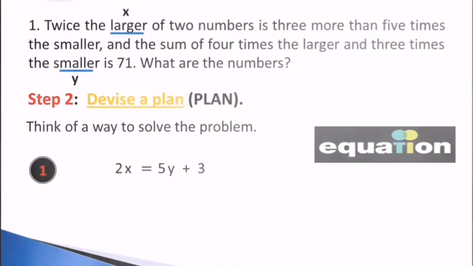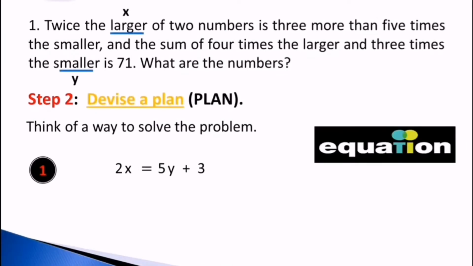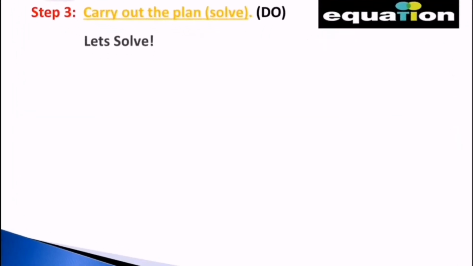So let us move to the second equation. The sum means plus: 4 times, multiplied by 4, the larger, which is x, and 3 times the smaller, multiplied by 3, is means equal. So we have now the second equation: 4x plus 3y equals 71. These are the most essential strategy, which is by equation, to help us in solving the problem.